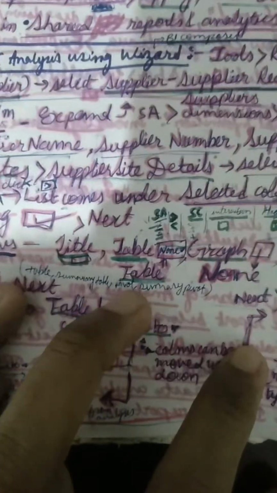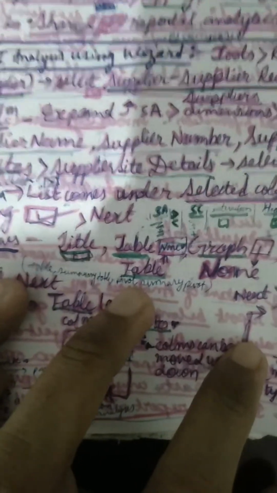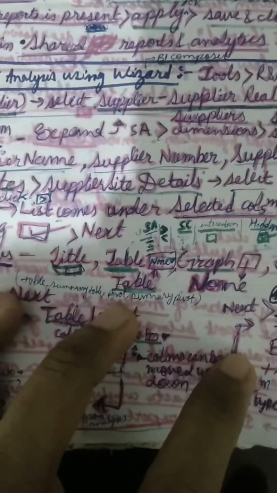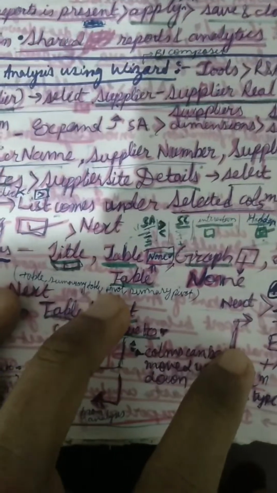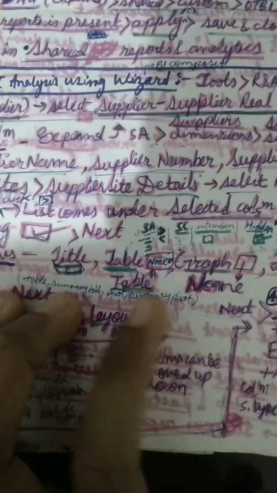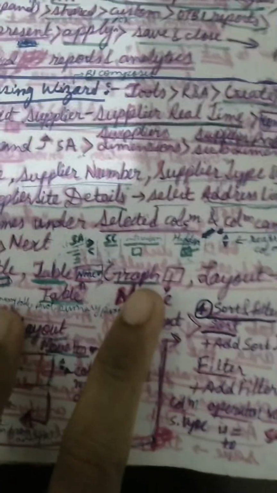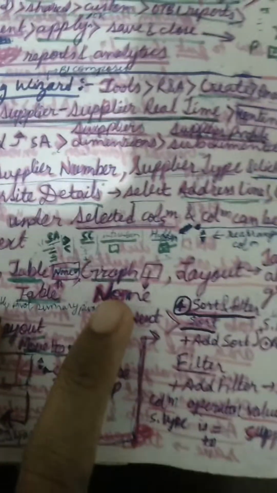So, other than table, what values does it have? I just recently came across these four values. I wanted to add these: table, then we have pivot, then summary table and summary pivot. These are the four values which are available. In graph, we generally have pie or bar, all these things are present.